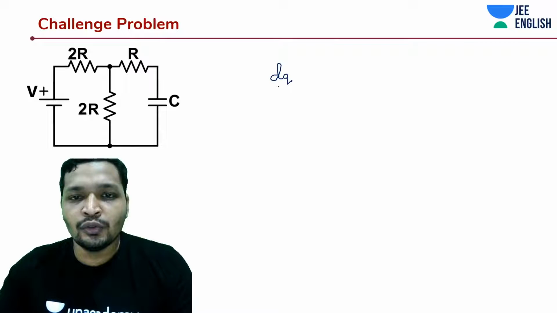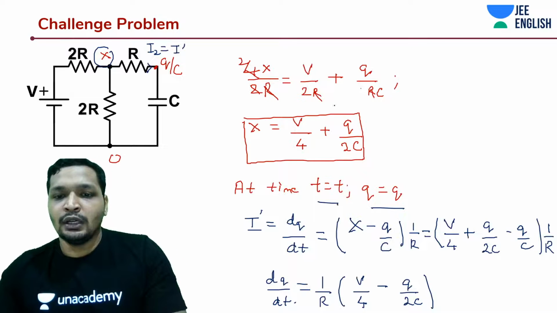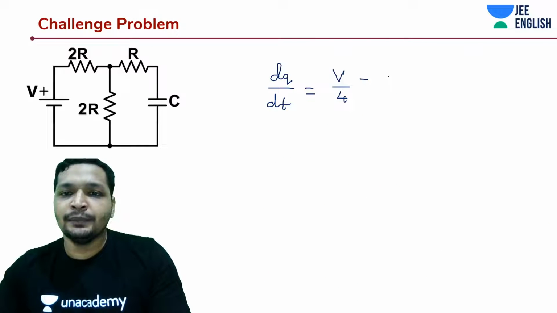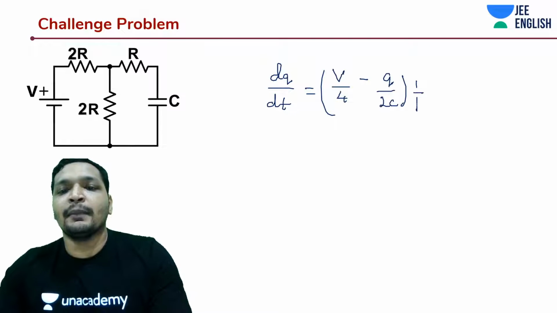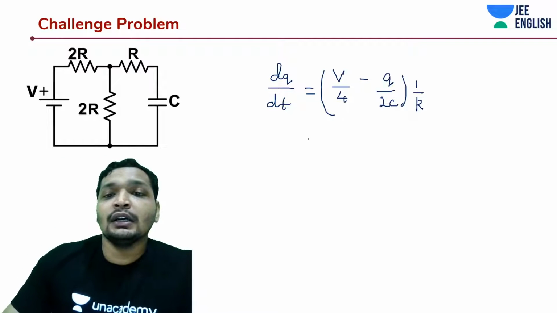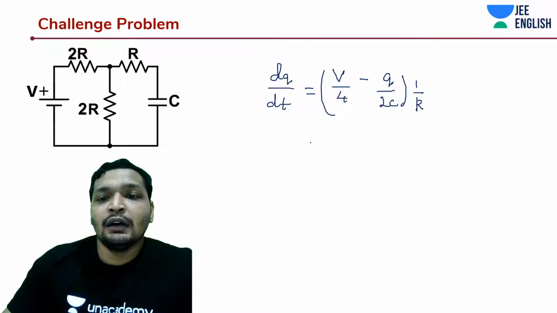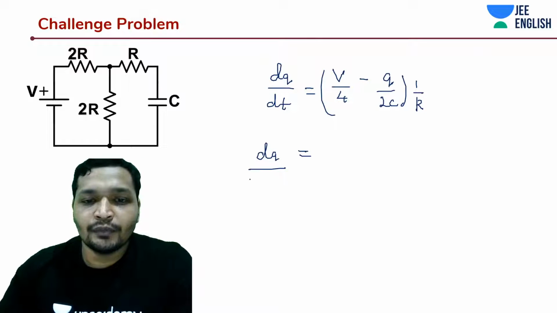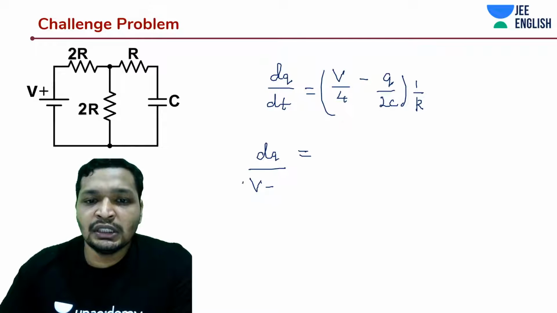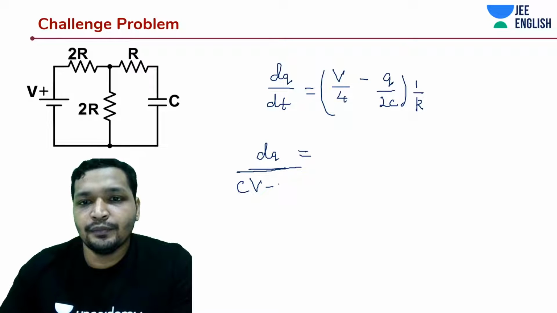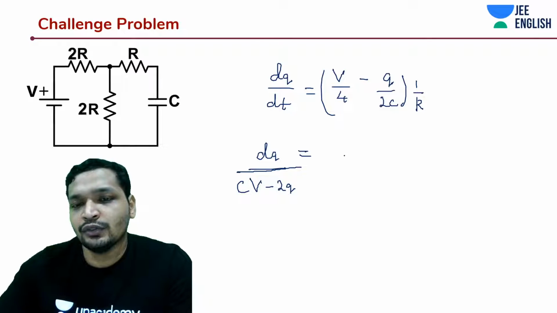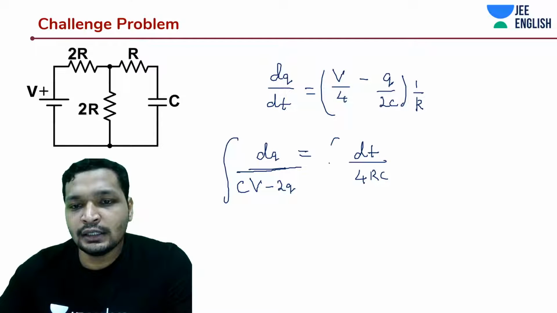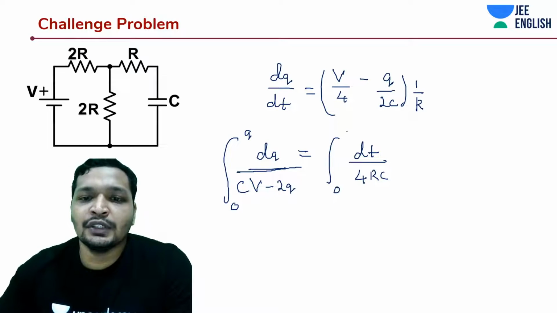So let's do this. It's going to be dq by dt is equal to v by 4 minus q by 2c, just pardon me for a moment, and let's move into this 1 by r, right? Pretty lengthy equation. We need to find out the time constant. Okay, time constant is actually 2rc, I guess. So anyway, this is going to be dq by cv minus 2q. We did cv minus 2q integration just now, so we don't need to work really very hard, but this is 4rc. I'm going to integrate on both sides from 0 to q and from 0 to t.